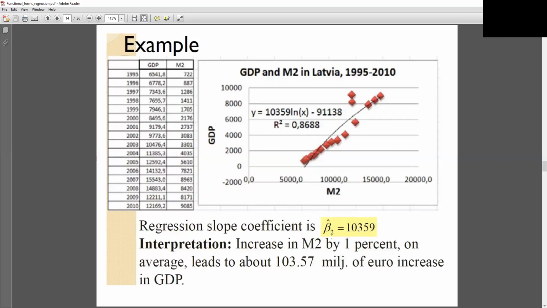So the beta2 hat, that is the slope coefficient value, is 10359. So if X increases by 1%, then Y increases by 103.59 units, because it is beta2 by 100, right? So if your M2 is increasing by 1%, then Y, or GDP, increases by 103.59, whatever the unit is. So this is your LIN-LOG model.